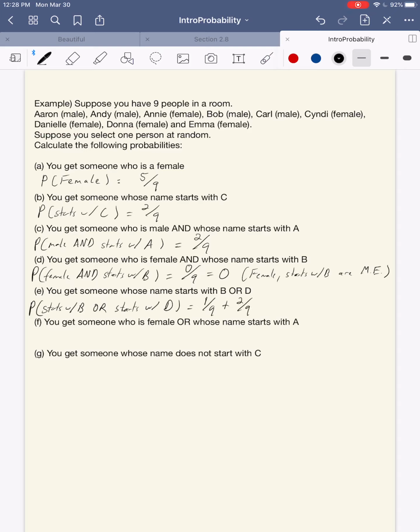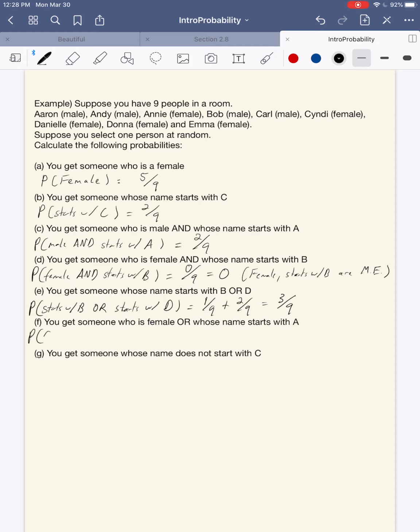And then we need to think, do we need to be careful about any overlap? Was there anybody whose name started with B and started with D? Well, obviously starting with B and starting with D simultaneously is impossible. So we don't have to worry about any overlap. We just add those together and we get 3 out of 9. So there are 3 people in this room whose name starts with B or starts with D. All right, let's get to the next one then.